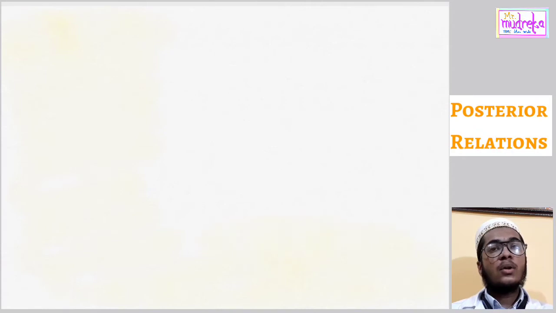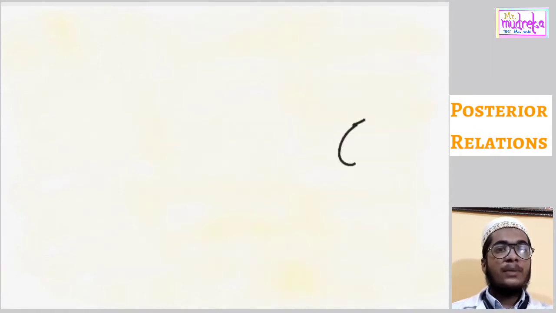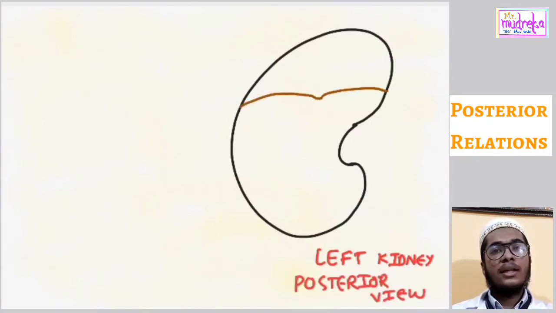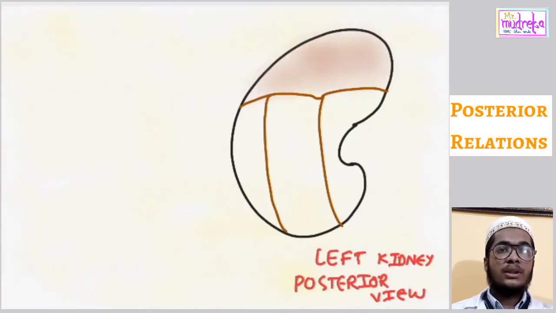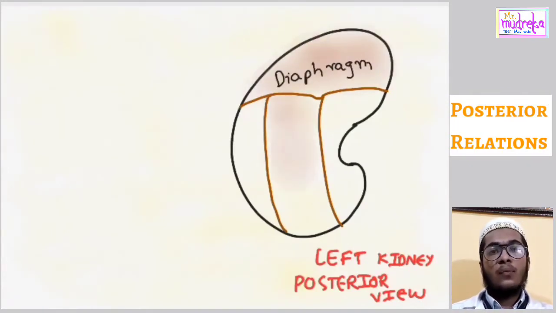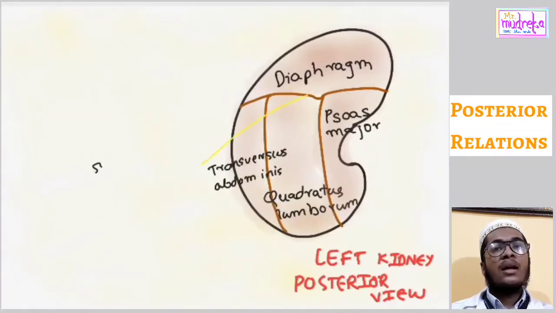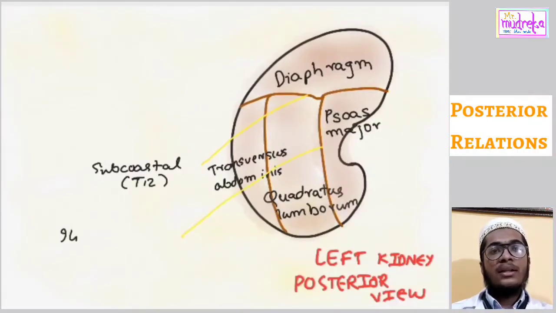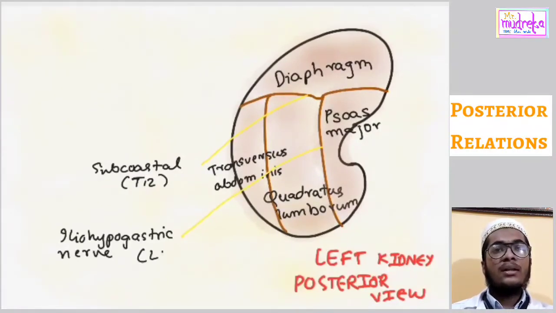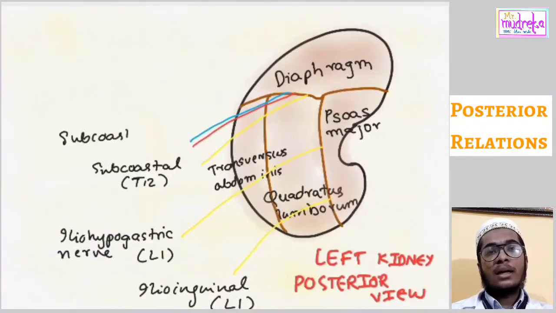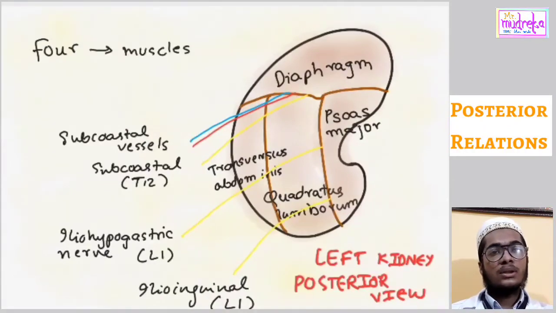The posterior relations of both kidneys are the same, except that right kidney is related to one rib while the left kidney is related to two ribs. So structures in posterior of the kidney, as you see, are four muscles: diaphragm, quadratus lumborum, psoas major and transversus abdominis. There are three nerves, that is subcostal, which is T12, iliohypogastric L1 and ilioinguinal from L1. Now the subcostal nerve is accompanied by the subcostal vessels.